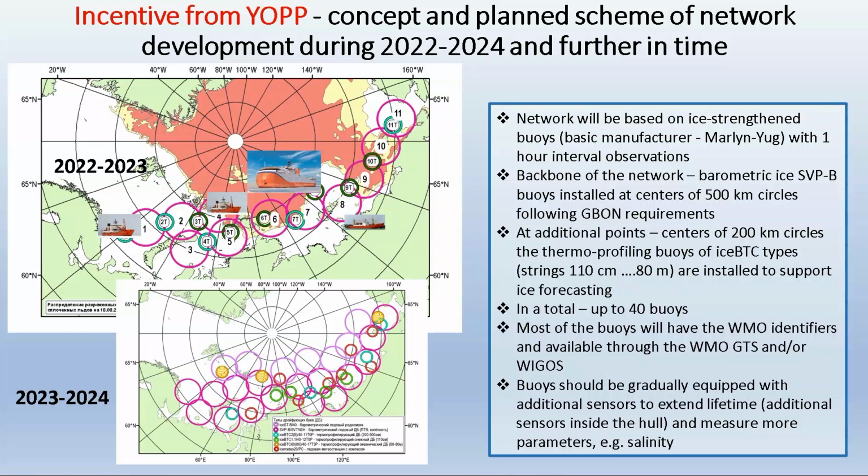In total, up to 40 buoys, and most of the buoys will have WMO identifiers and will be available through the WMO GTS or WIGOS. Gradually we plan to equip the buoys with additional sensors inside the hull, so that we'll have more information about the external factors controlling the lifespan of the buoy.